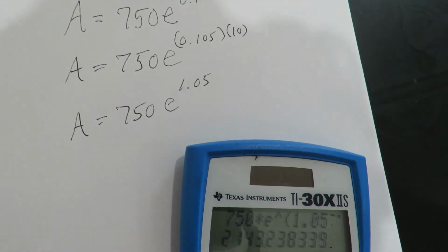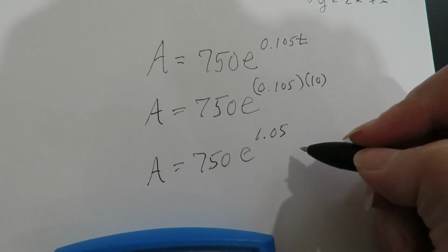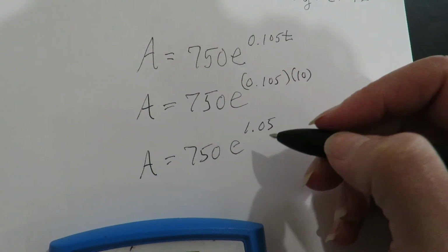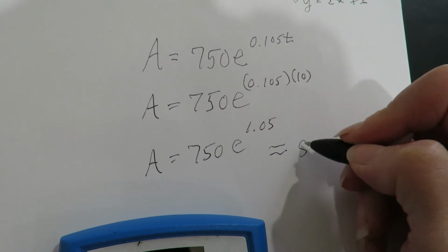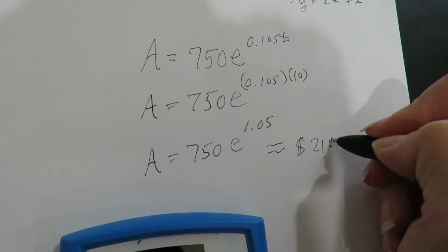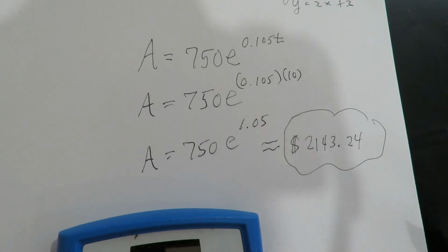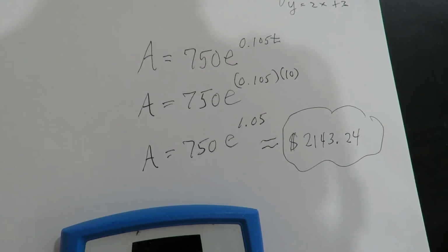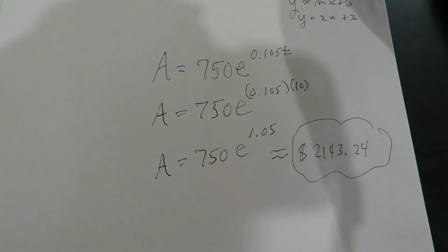Okay, so let's see what we've got here. This is money, so you don't want to go past the penny. It won't make any sense. So on the test you can round to the dollar, or you can round to the penny. I'm good with both. I'll just round this to the penny with you guys: $2,143.24.